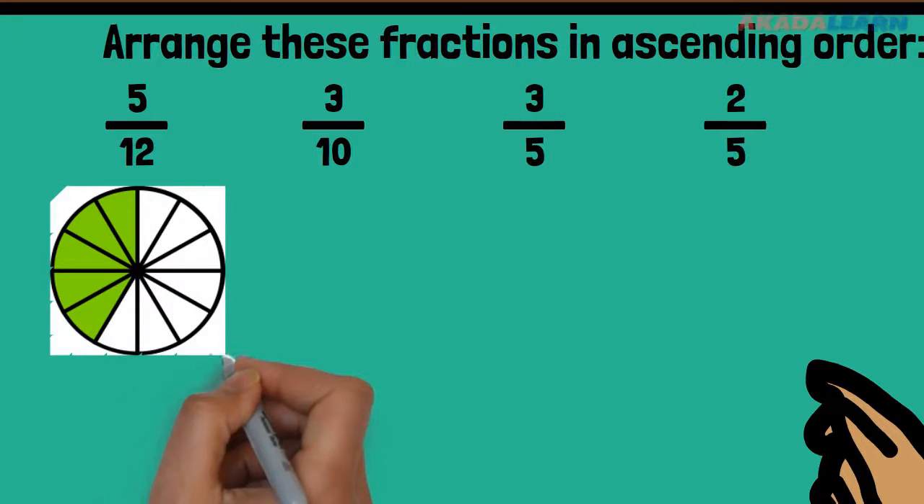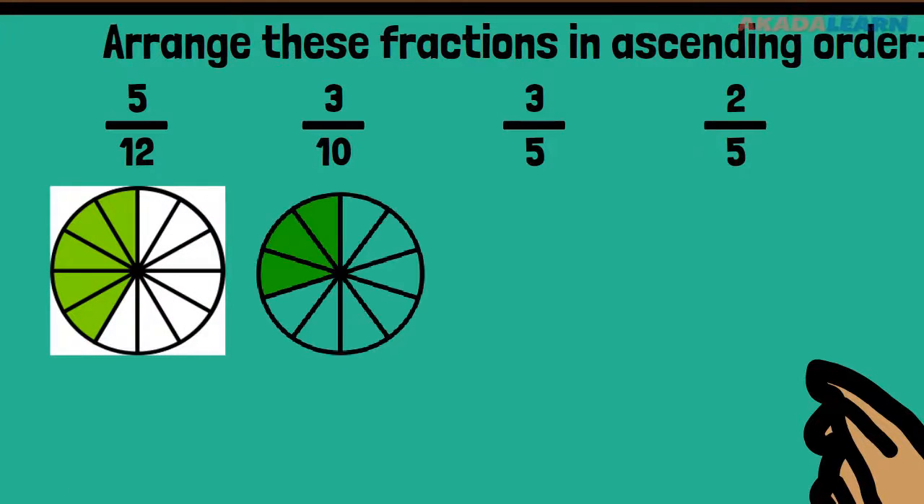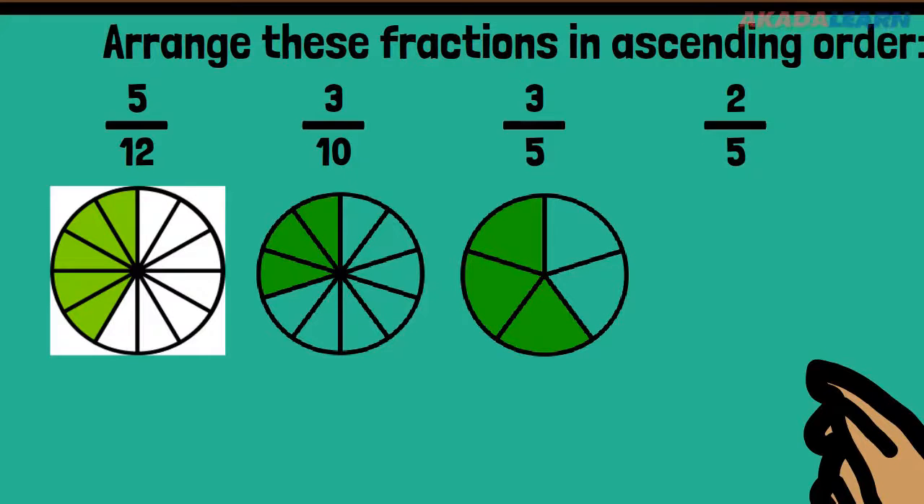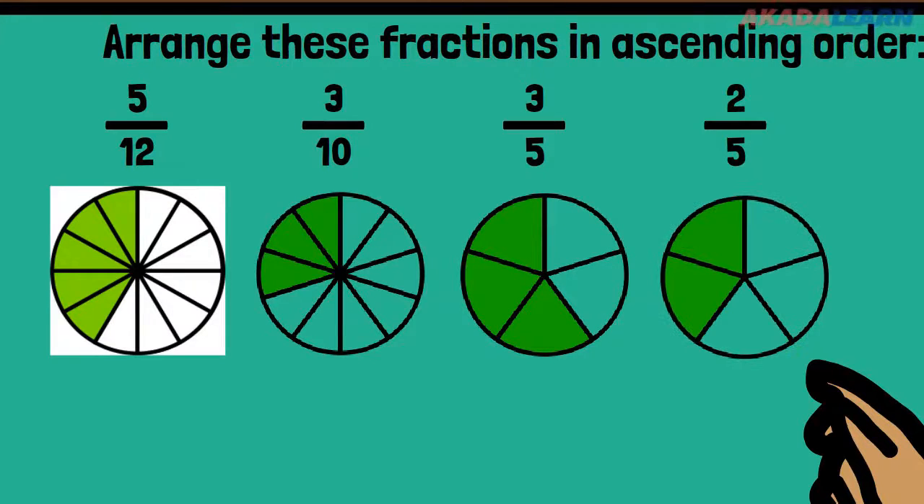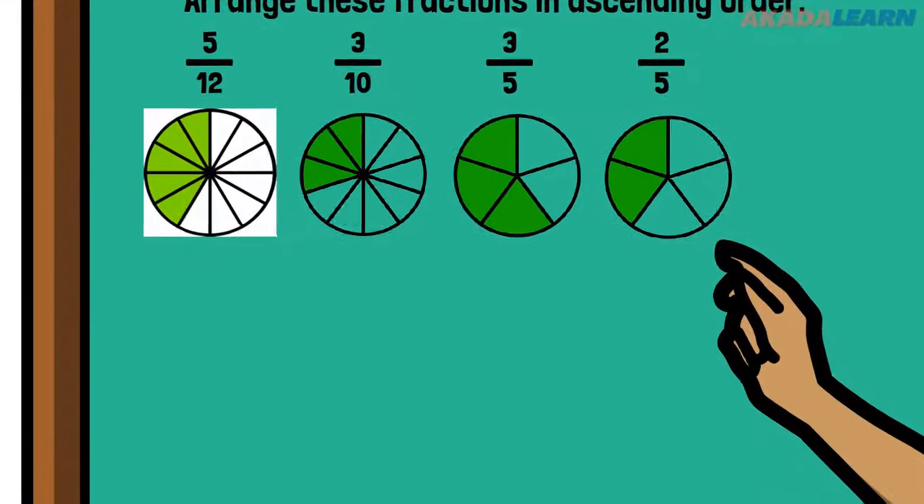So this is 5 over 12, this is 3 over 10, this is 3 over 5, and this is 2 over 5. So we are going from small to big, so the smallest fraction first. Let's look which one is smallest here and put that down.